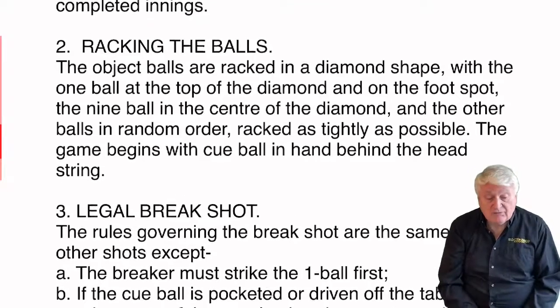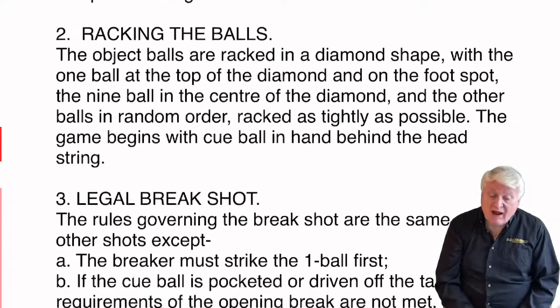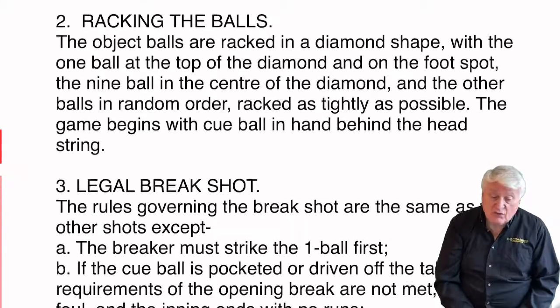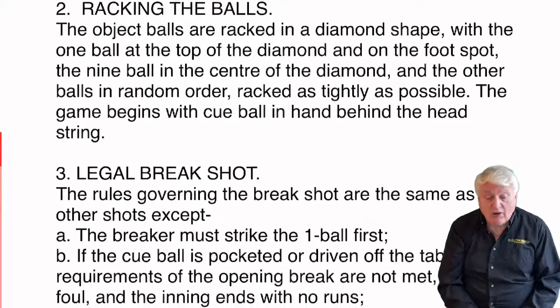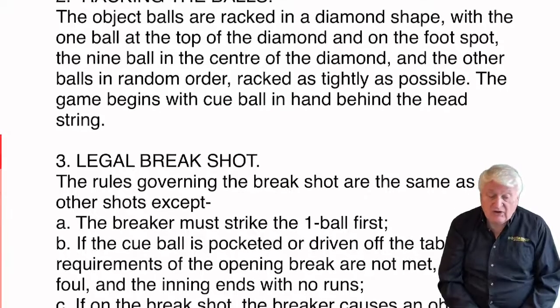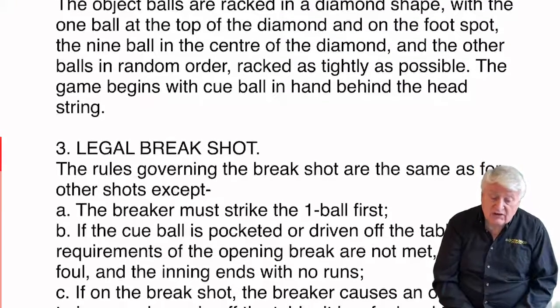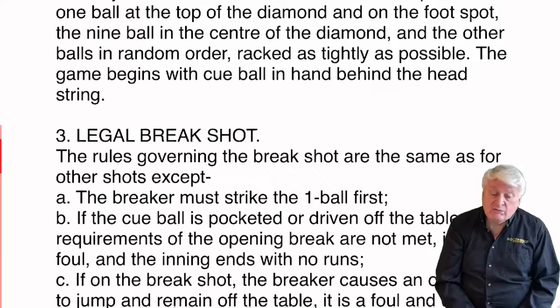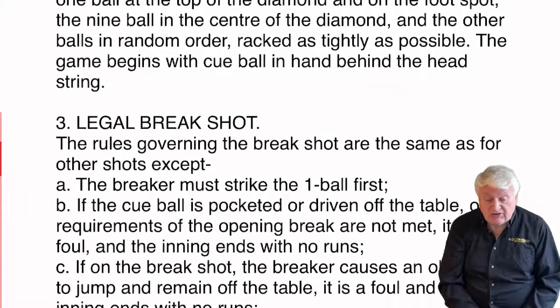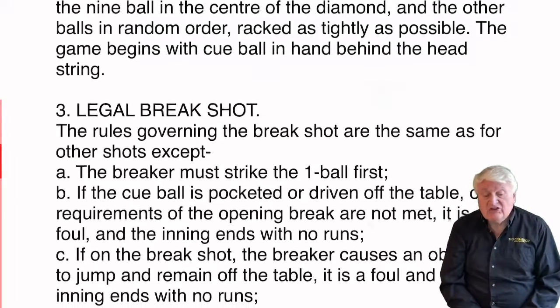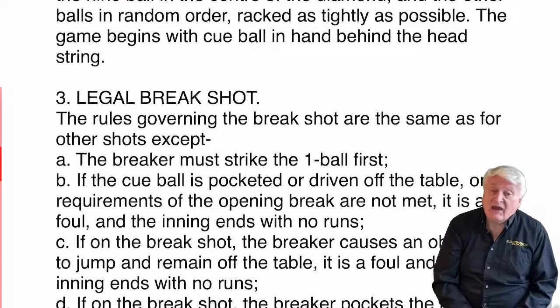Racking the balls. The object balls are racked in a diamond shape, with the 1 ball at the top of the diamond and on the foot spot, the 9-ball in the center of the diamond, and the other balls in random order racked as tightly as possible. The game begins with cue ball in hand behind the head string.